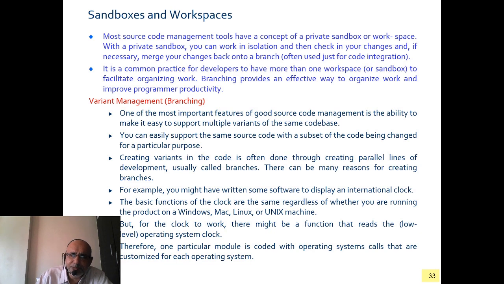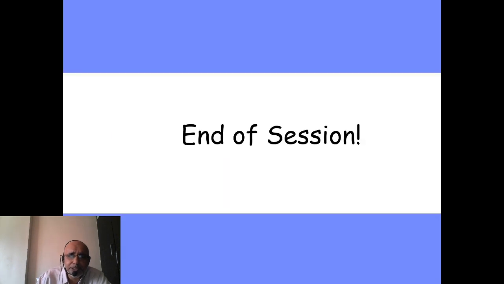Variant management, that is branching. Branches again do emerge from the trunks, to remember. Elephants do have trunks, isn't it? So, creating the variants, you can create them for Windows, Mac, Linux, Unix, isn't it? Basic features can be clubbed together, and that is the end of the second session.